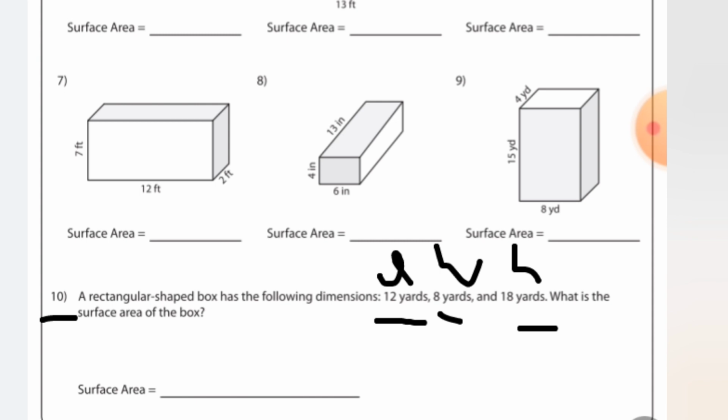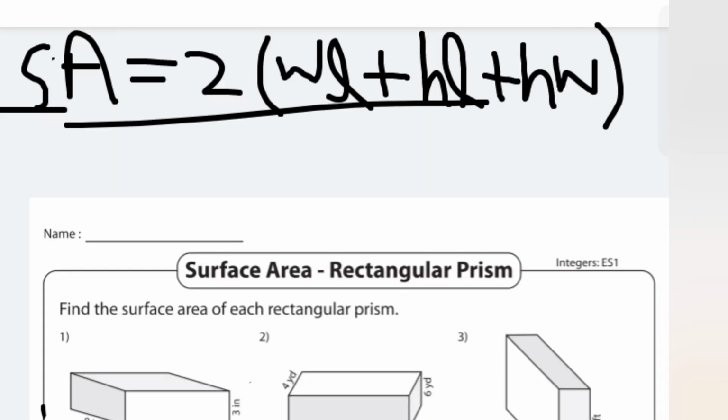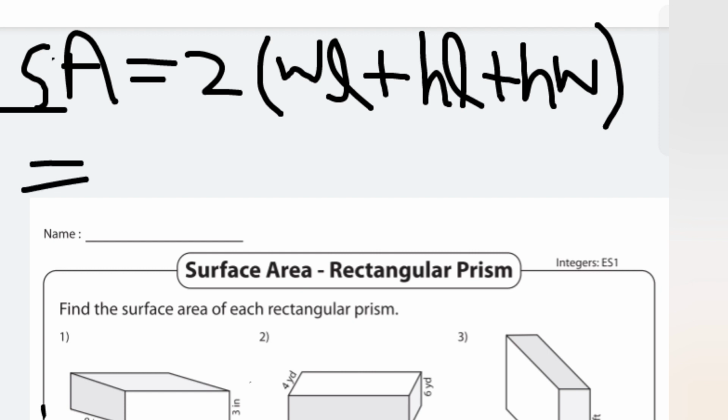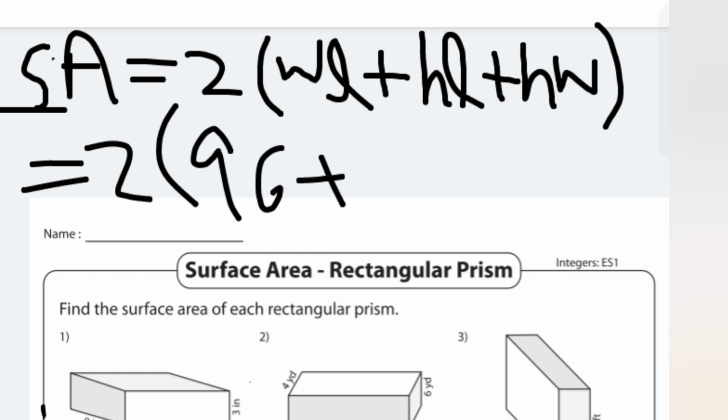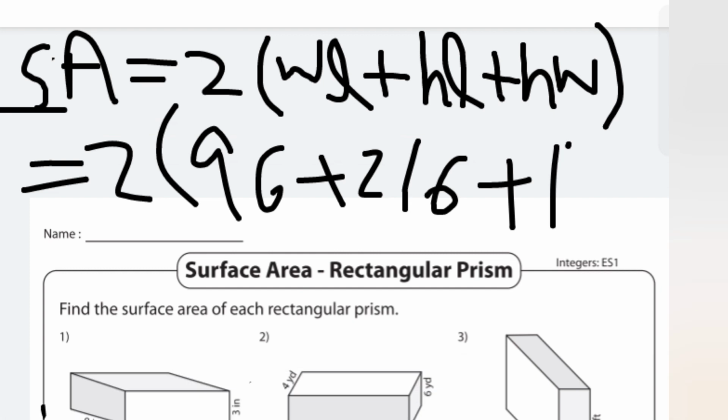So we just need to find the surface area by using this formula. I just need to put the values in the formula. So it is equal to 2 length times width. Length is 12 and 8 is width. 12 times 8 will be equal to 96 plus, now we multiply height with length. So 12 times 18 will be equal to 216 plus, now we will multiply height with width. So 18 times 8 will be equal to 144.